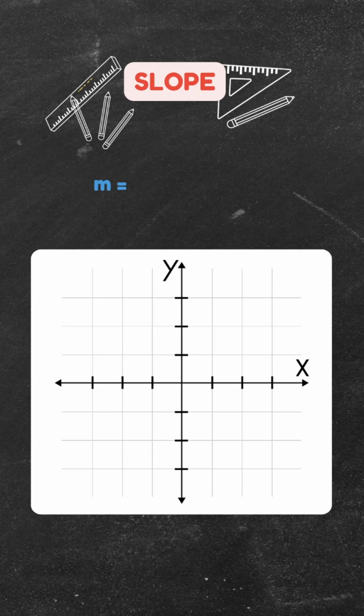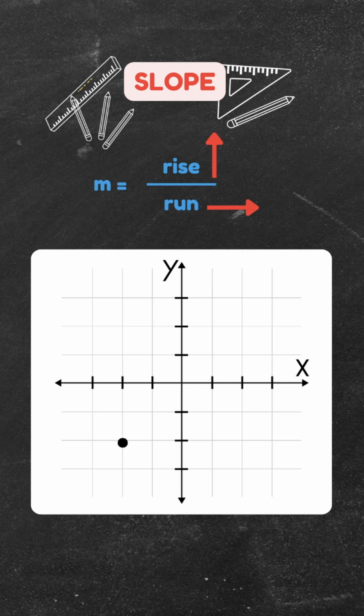Slope is represented by the letter M, and it's basically the rise over the run. It's the change of the y values over the change of the x values. The slope tells you how steep a line is and what direction it's going, so if the line's going up or if it's going down.